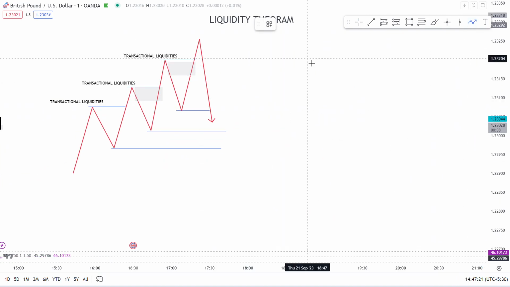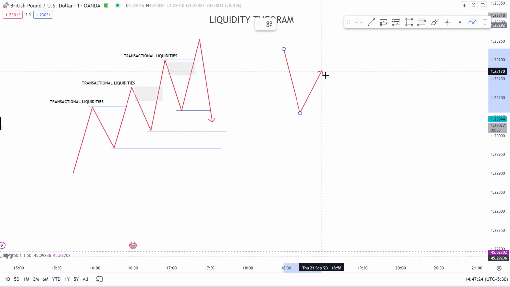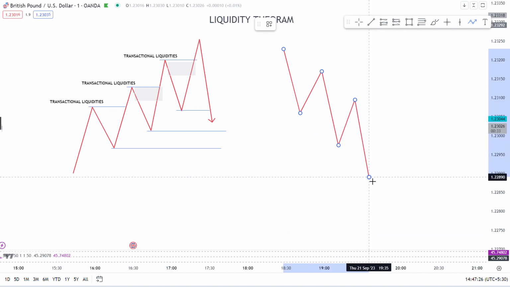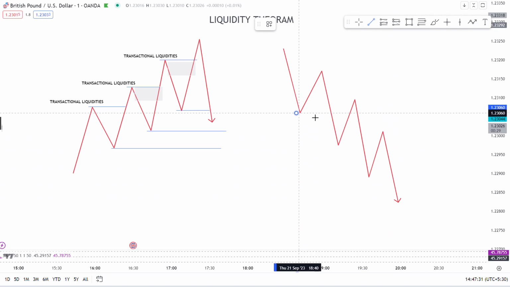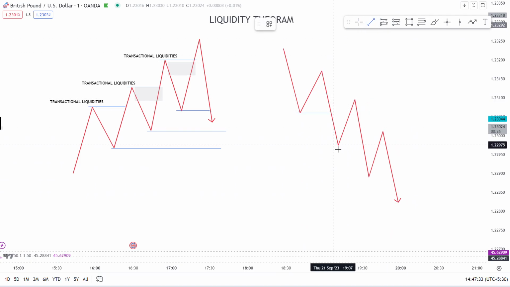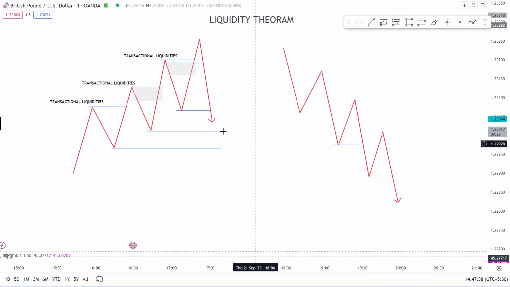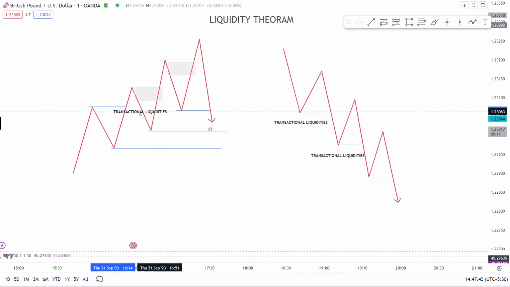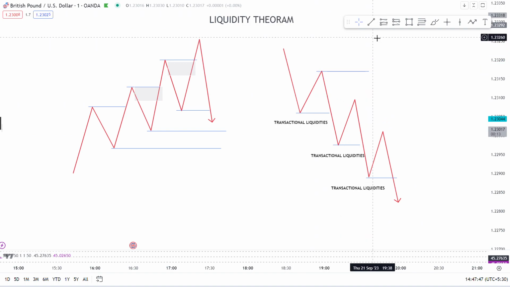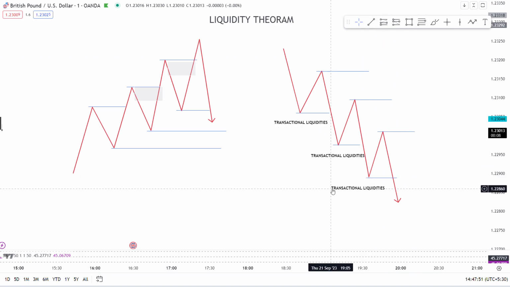For example, if the market is moving like this, then these become the transactional liquidities, because the direction of the market is downwards, right? So these are now the transactional liquidities, and these are now the inducement liquidities.